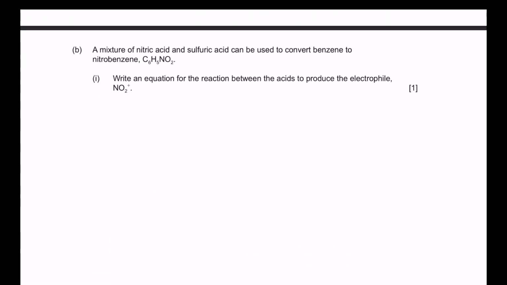A mixture of nitric acid and sulfuric acid can be used to convert benzene to nitrobenzene. Write an equation for the reaction between these two acids to produce the electrophile NO2+. So basically HNO3 plus H2SO4. When they react, NO2+ is produced, H2O is produced, and HSO4- is produced. So there is the complete balanced equation.